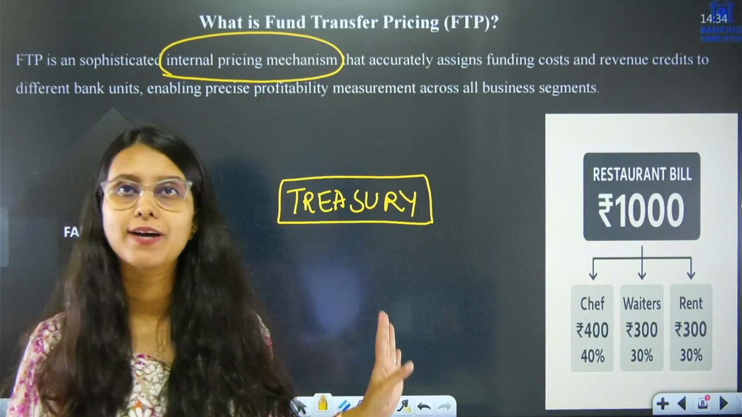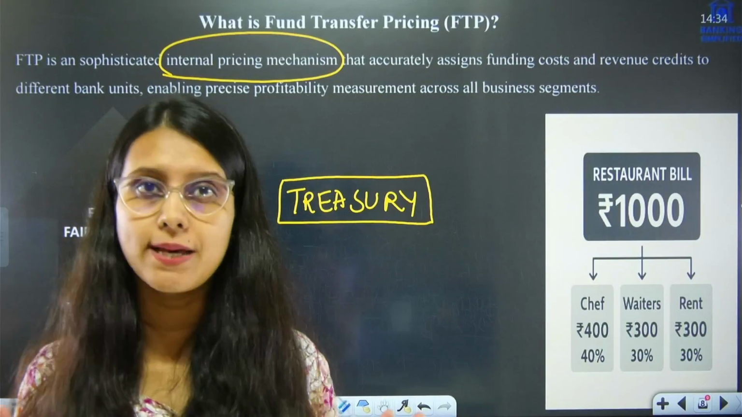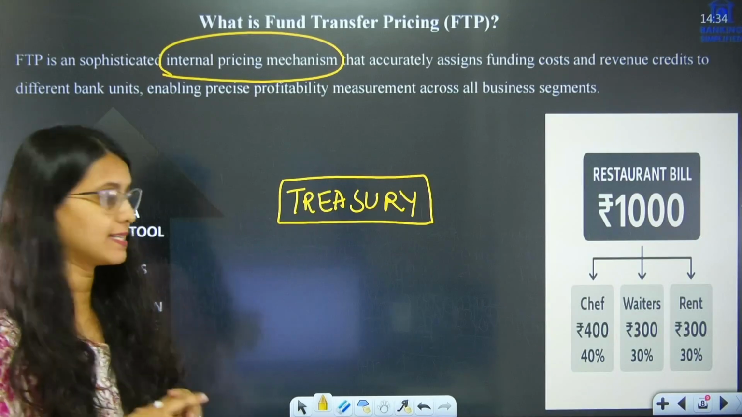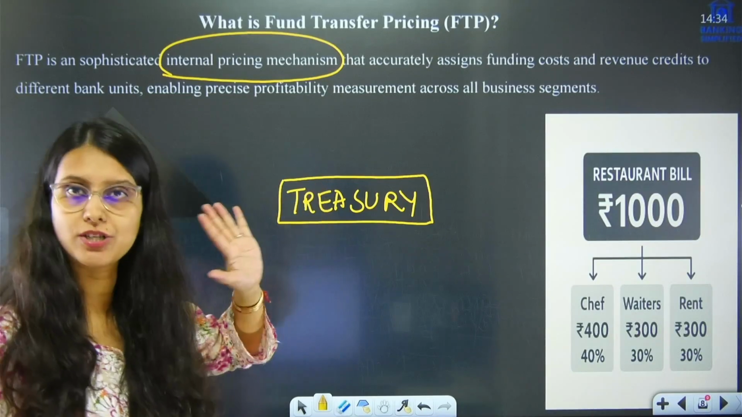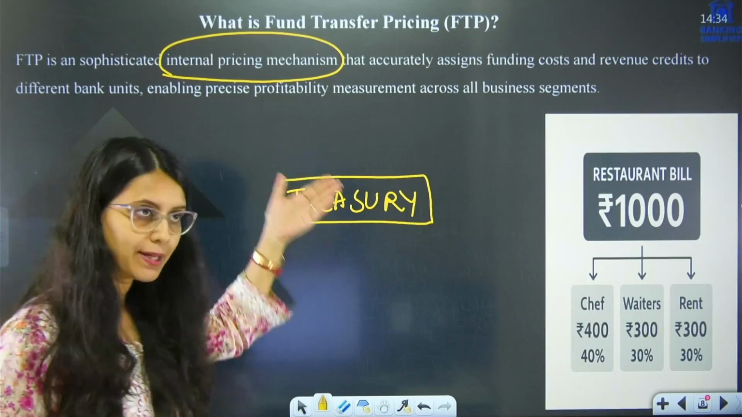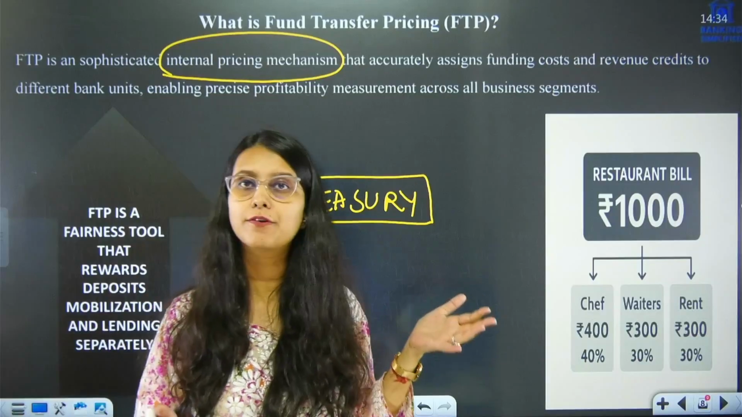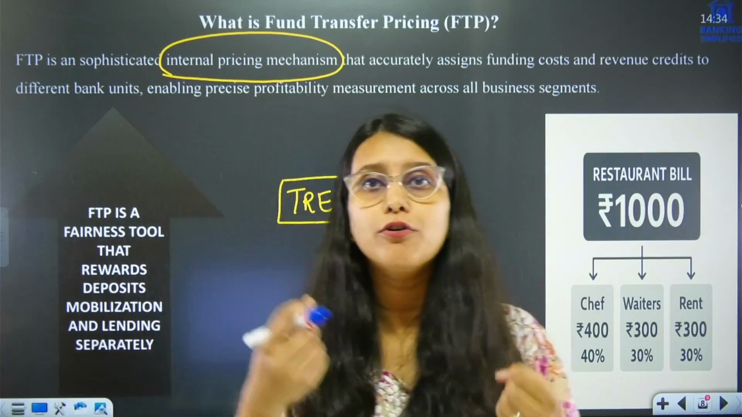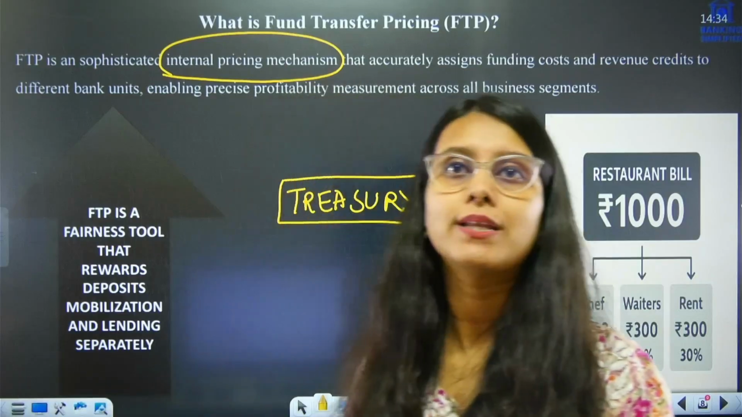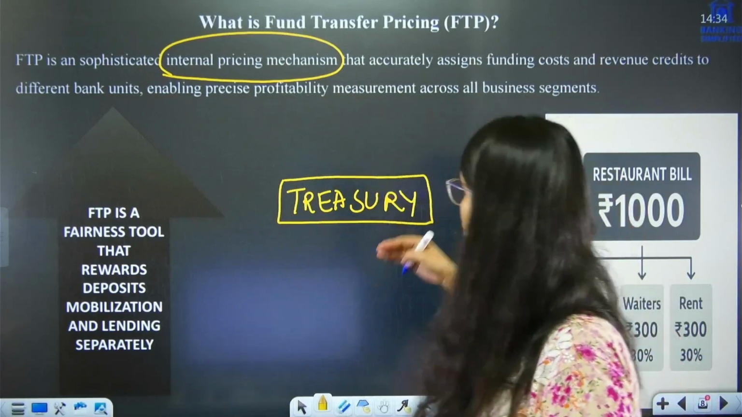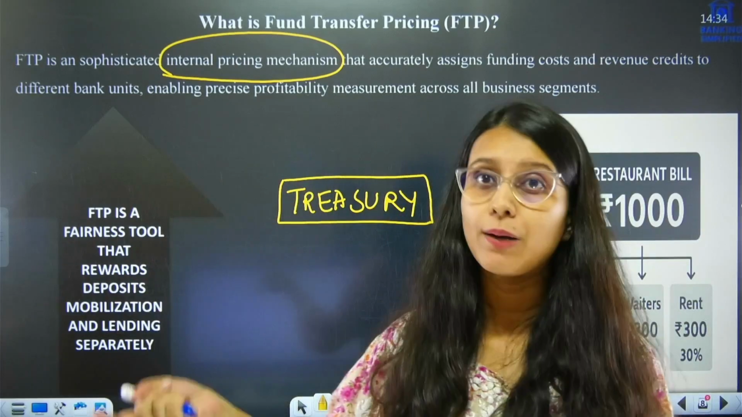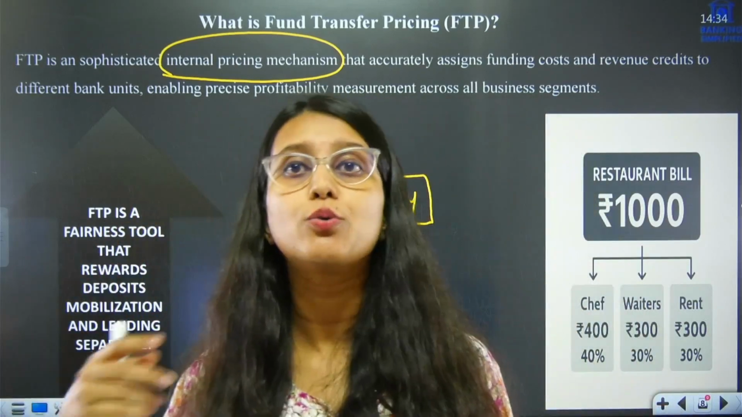Now I'll simplify this entire concept with a very easy and very small example. Let's keep Treasury where it is. Treasury, as I told you, will keep getting inflows of funds from various sources. It will borrow funds from other banks, from RBI, as and when there's a requirement. Also, Treasury will keep lending funds. Why will it lend funds?